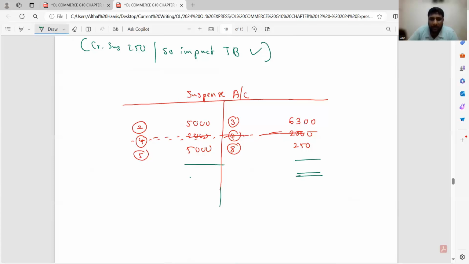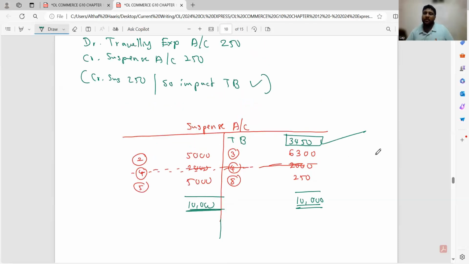Okay. Now take the total. Here 10,000. Here 10,000. Then what would have been your trial balance opening, people? Can you all tell me? 3,450. Am I correct? 3,450. Yes, correct. So with that, people, we are done with the correction of errors.